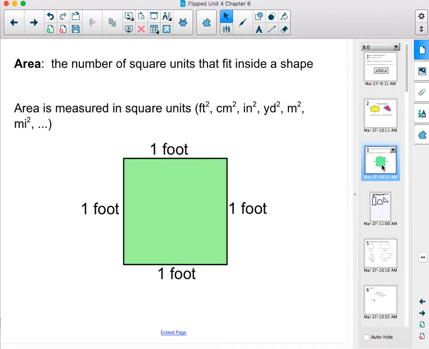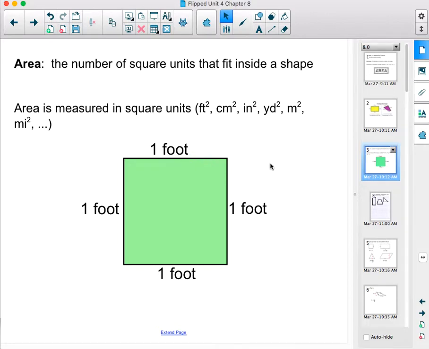Area is a little different. Now we're dealing with square units. Area is the number of square units that fit inside a shape. So we want to take those squares and tile them together inside a shape with no gaps, no overlaps. And of course we use square units to measure area, like square feet, square centimeters, square inches, square yards, square meters, or square miles.